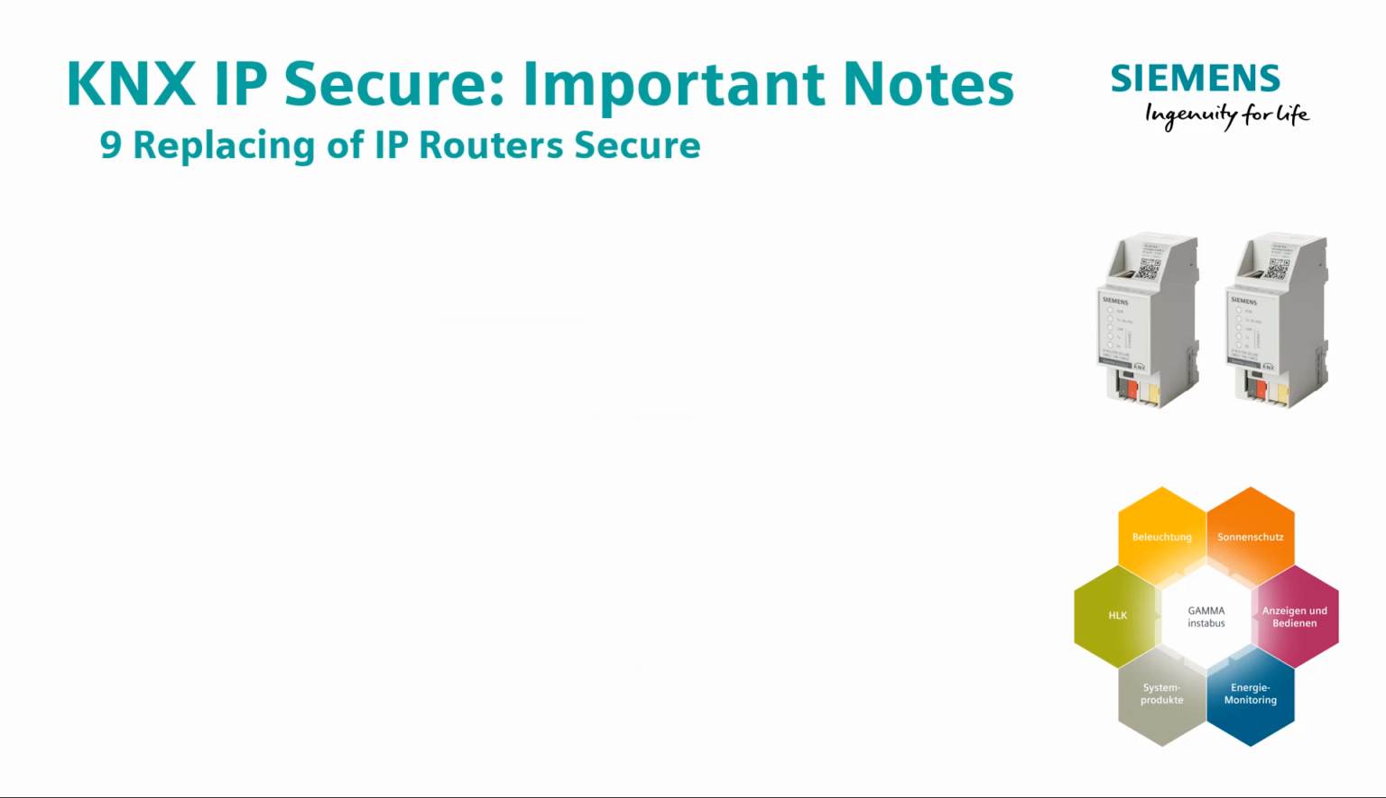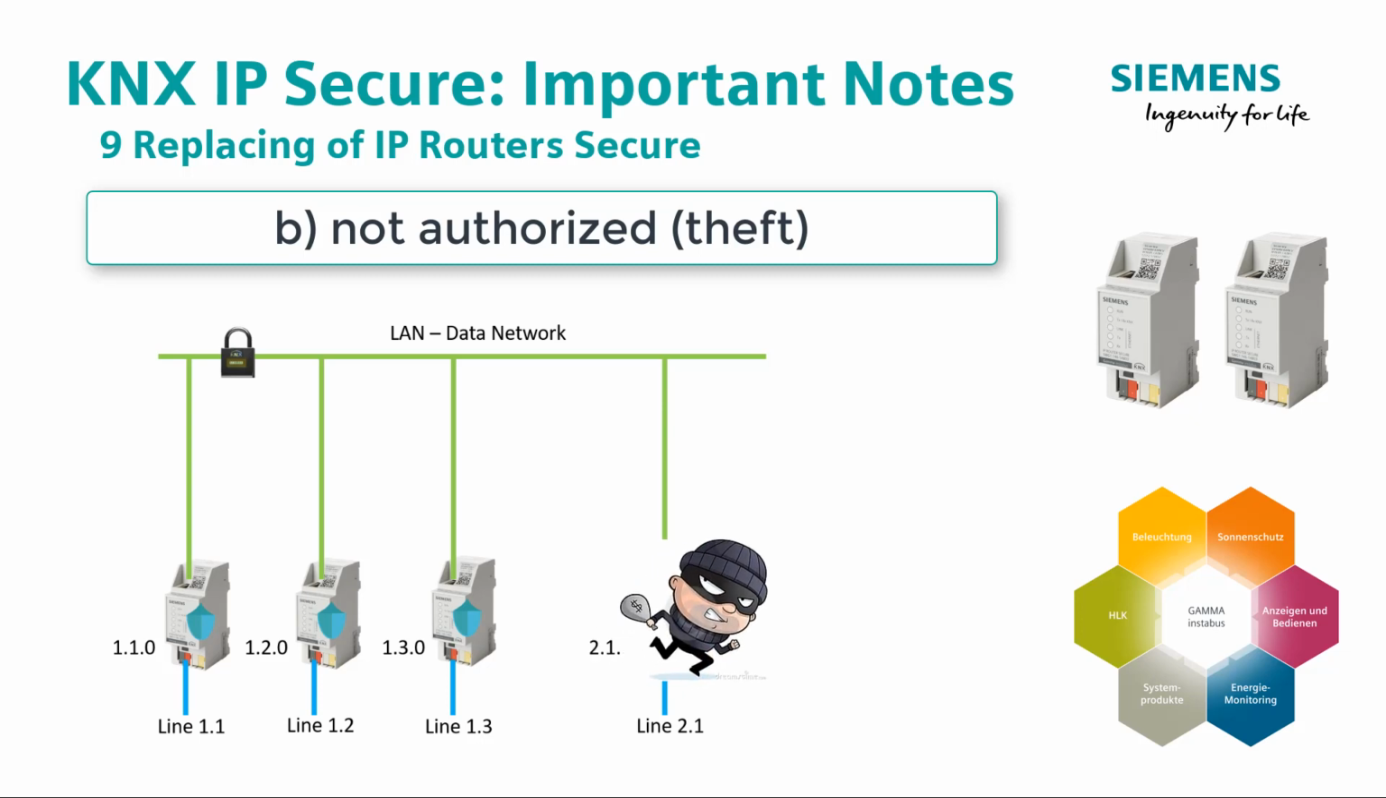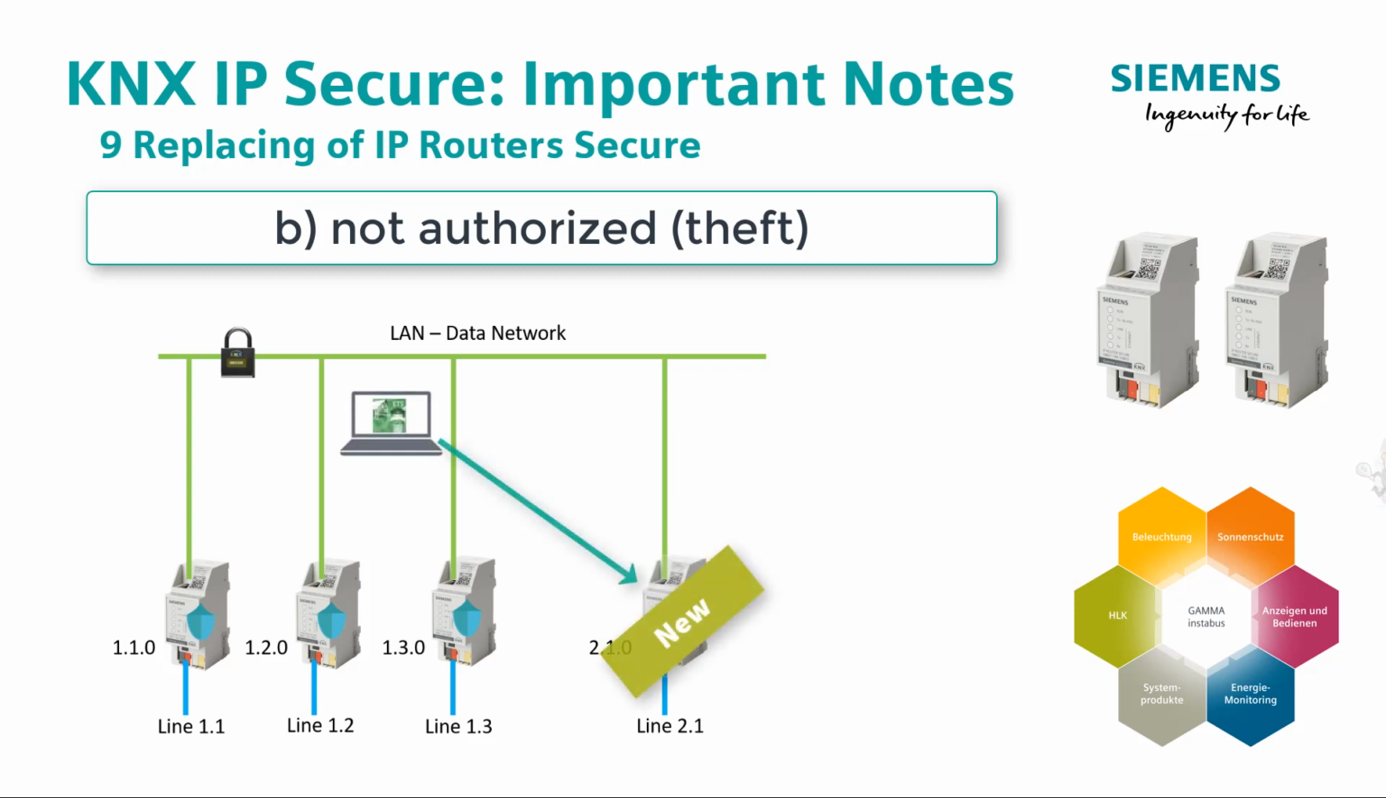9. Replacing an IP router secure. If an authorized exchange replacement of a defective device occurs, only the exchange device must be commissioned. Only if a KNX IP router secure is replaced without authorization because it had been stolen, all KNX IP routers secure in the KNX installation must be commissioned again.